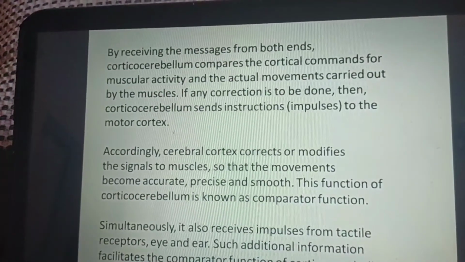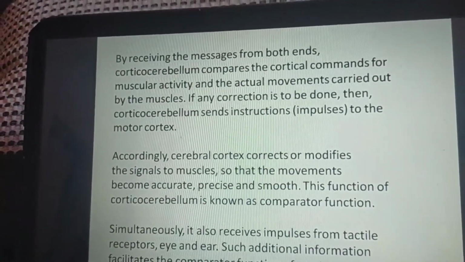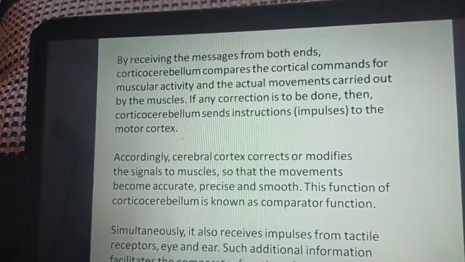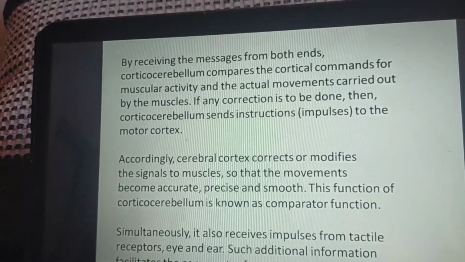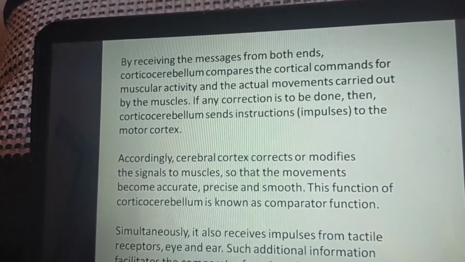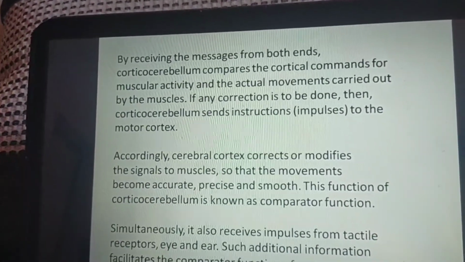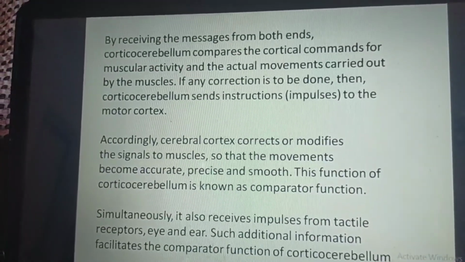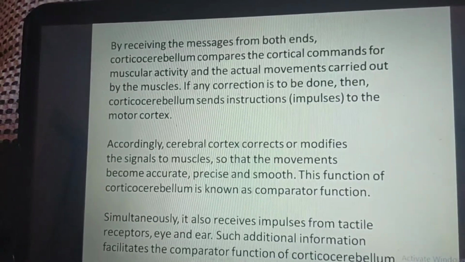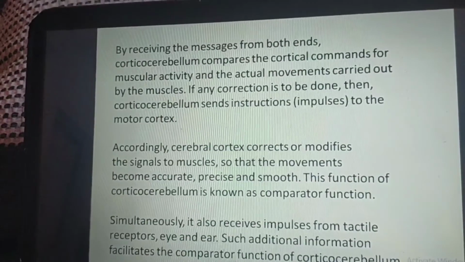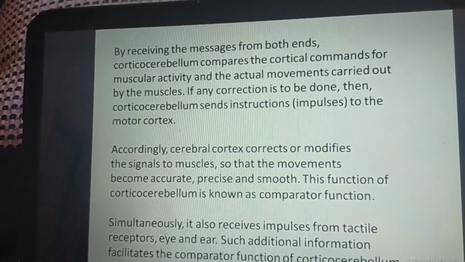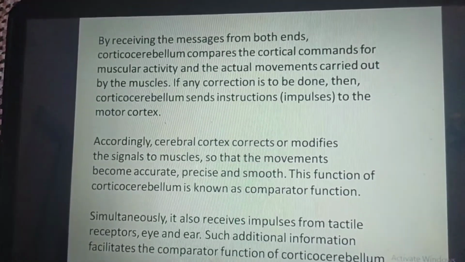And the second function is regulation of coordinated movements, which is being done by corticocerebellum by mechanisms like damping action, control of ballistic movements, timing and programming of the movements, servo mechanism and the comparator function. So basically these are the two functions of cerebellum. So this was it.